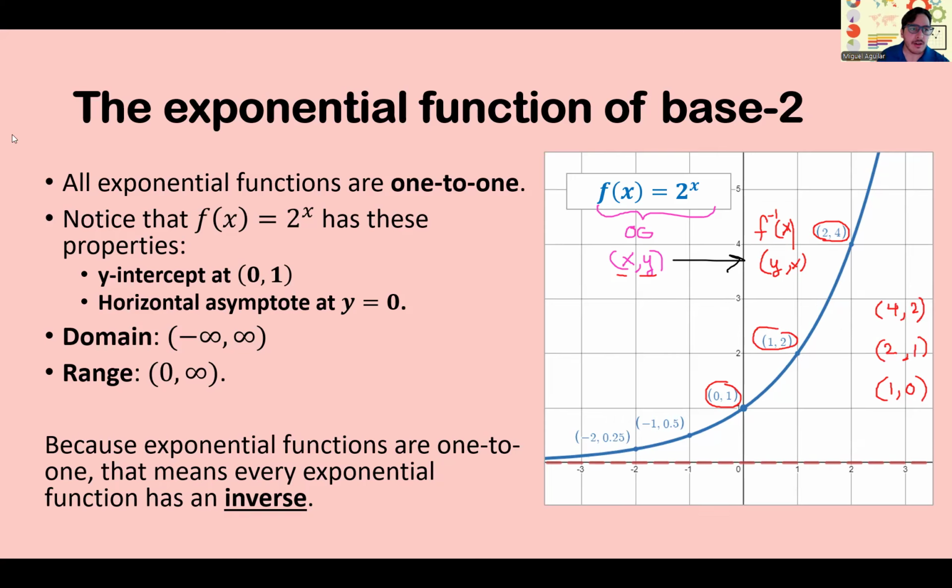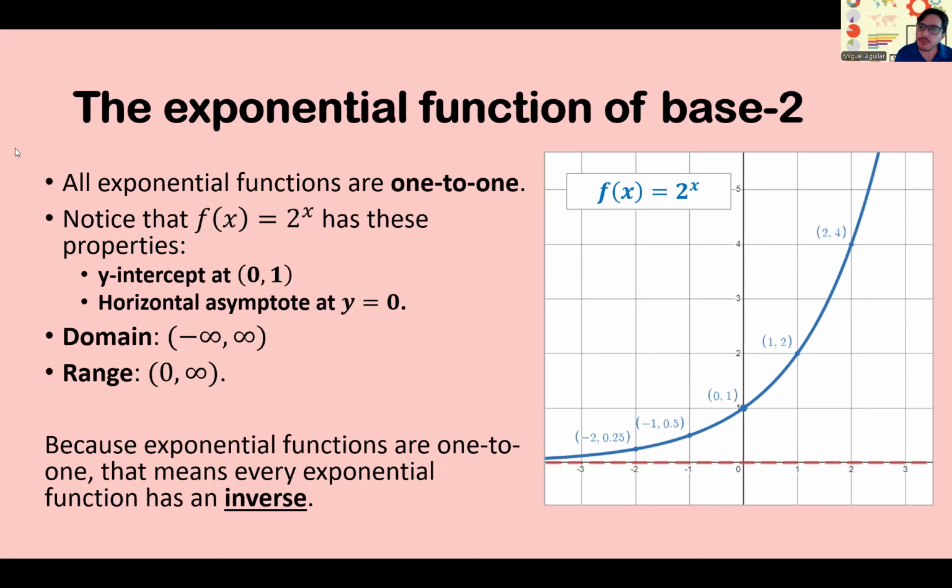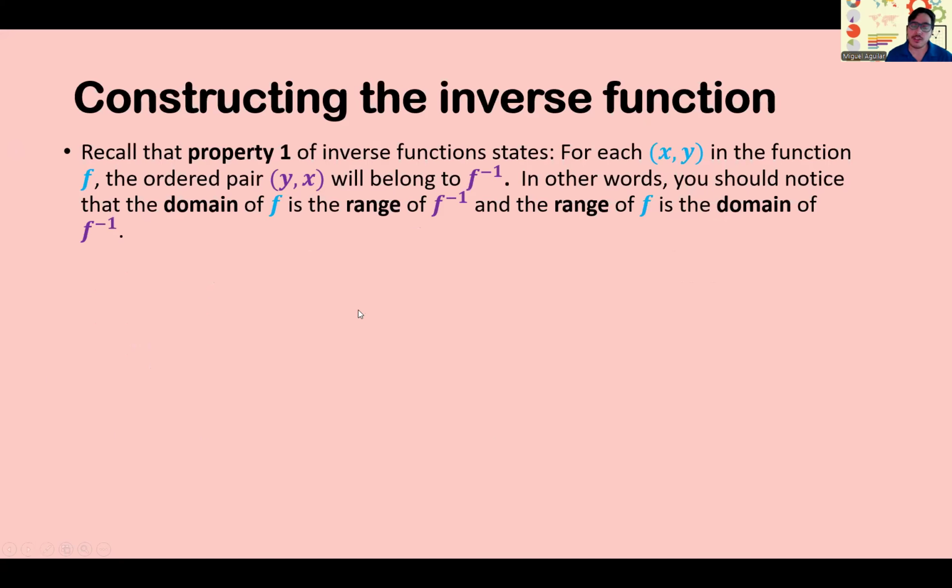Okay. Well, what this means is that if we have this graph and these ordered pairs for this exponential function, all we need to do is write down a list or a table where we swap the x and the y values, and then that will give us a set of ordered pairs where we can now graph the inverse function, which is a logarithmic function, okay? So based on property 1 of inverse functions, all we need to do is swap the xy pairs to y comma x, and then that new point belongs to the inverse, okay?